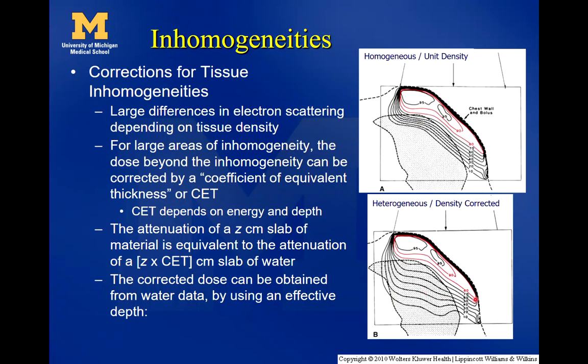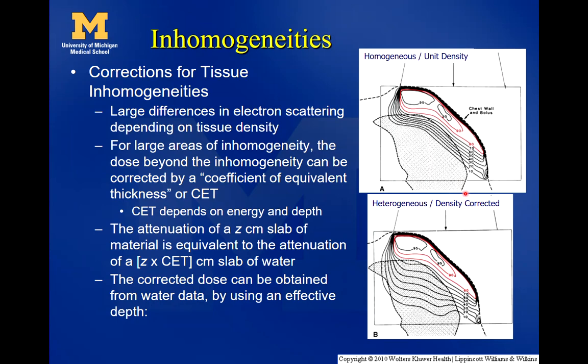Here's a depiction of that along with some inhomogeneities. In this example, this is like a chest wall treatment. So here's the chest wall right here. This gray area right here is the lung. So that's our inhomogeneous area of the patient treatment.